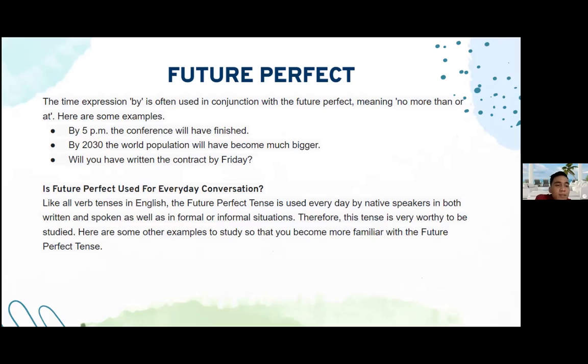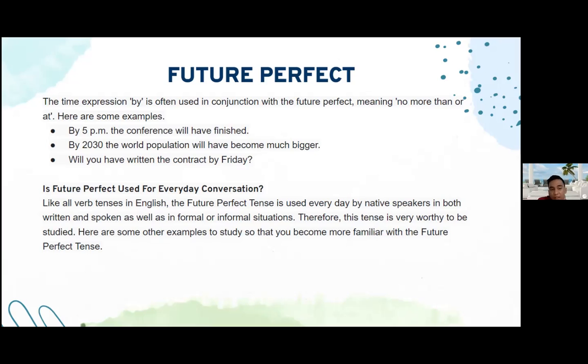The time expression by is often used in conjunction with the future perfect, meaning no later than. Here are some examples. By 5 p.m., the conference will have finished. By 2030, the world population will have become much bigger. Will you have written the contract by Friday?